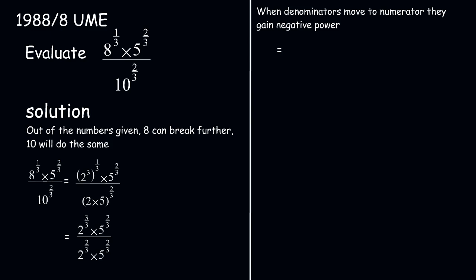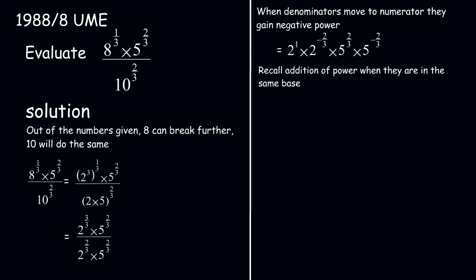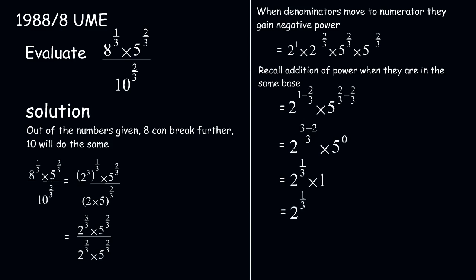So our equation will now be equal to 2 to the power of 1 times 2 to the power of minus 2 over 3 times 5 to the power of 2 over 3 times 5 to the power of minus 2 over 3. Recall addition of power when they are in the same base. So our equation will be equal to 2 raised to the power of 1 minus 2 over 3 times 5 to the power of 2 over 3 minus 2 over 3. Our equation will now be equal to 2 raised to the power of 3 minus 2 over 3 times 5 to the power of 0, which should be equal to 2 raised to the power of 1 over 3 times 1, which is equal to 2 raised to the power of 1 over 3, or the third root of 2.